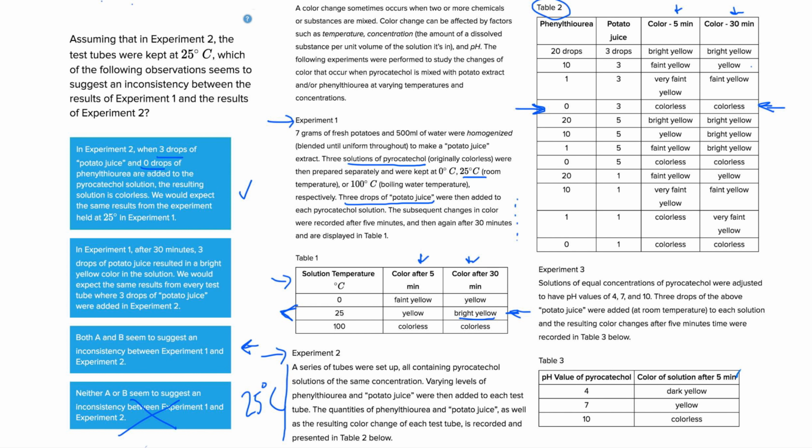Every test tube where 3 drops of potato juice were added would be this one, and this one, because there's 3, 3, 3. The difference is that we have 10 drops of phenolphthalein, 1 drop, and 0 drops. Well, we wouldn't actually expect those all to be the same because we have a changing variable. We have a changing amount of phenolphthalein, and that is not present in experiment 1. So we can rule out answer B, as that's not an inconsistency. That seems totally reasonable. By virtue of ruling that one out, we can also rule this one out, and we are left with a correct answer of A, which was our initial instinct.